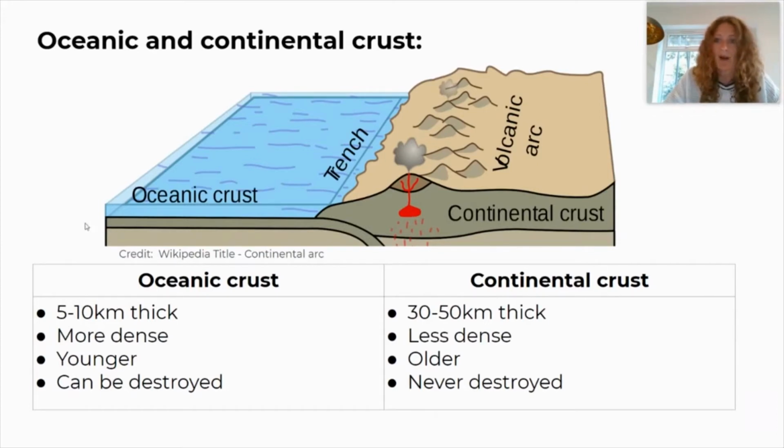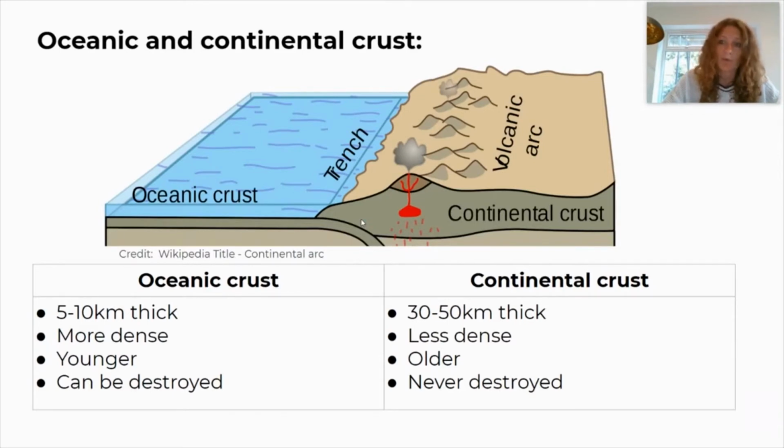Now, oceanic crust is actually, and I say only, but you'll see why in a second, only 5 to 10 kilometers thick. Whereas when we compare it to the continental crust, which you can see here, again, I'm moving the cursor through it, that is actually 30 to 50 kilometers thick. So our oceanic plate is much thinner than our continental plate.